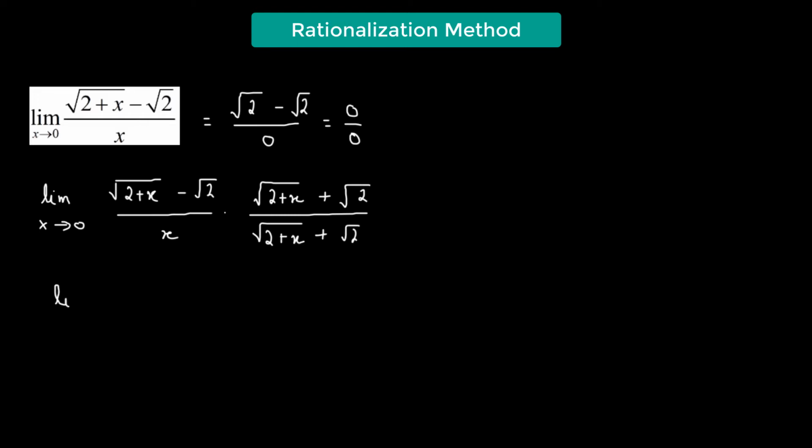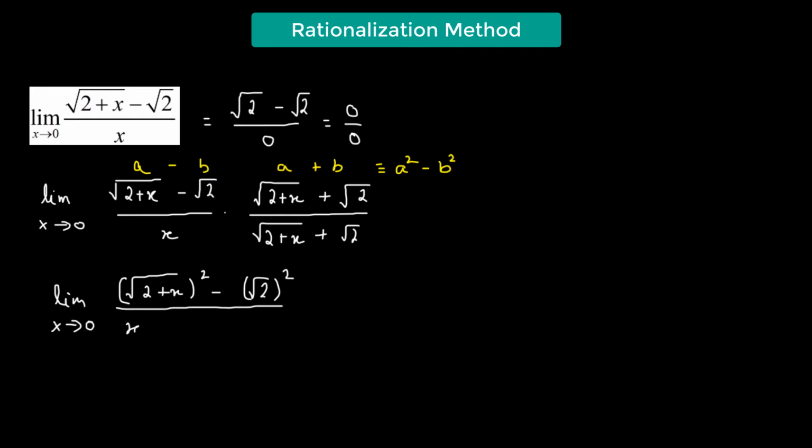The reason why we have done it is so that we can apply the identity a minus b. So this represents a and this represents b. So we have a minus b times a plus b, which can be rewritten as a squared minus b squared. So let us do that. We'll have a, which is square root of 2 plus x. So we have square root of 2 plus x whole squared minus the square root of 2 whole squared, divided by x multiplied by square root of 2 plus x plus square root of 2.